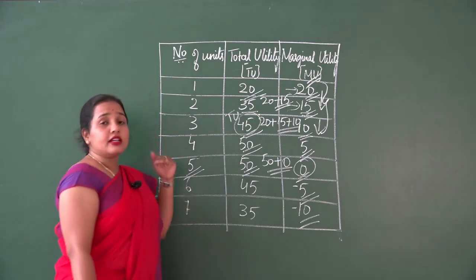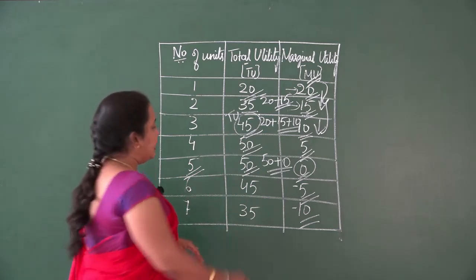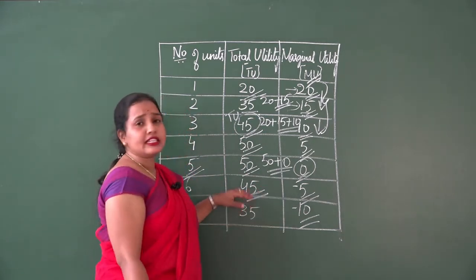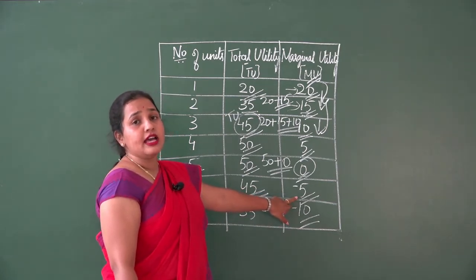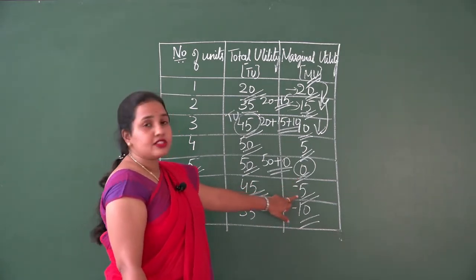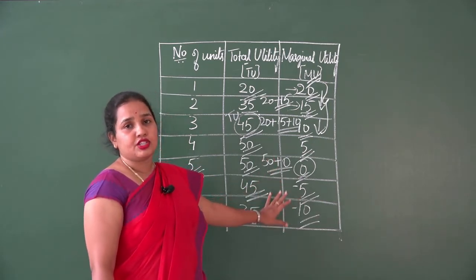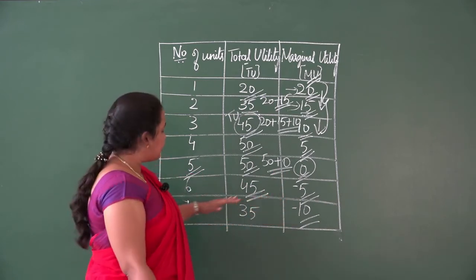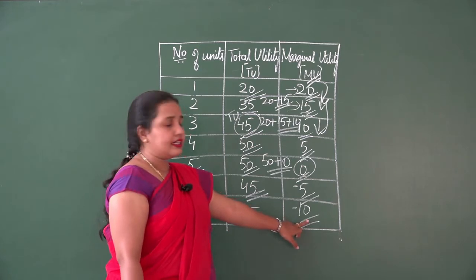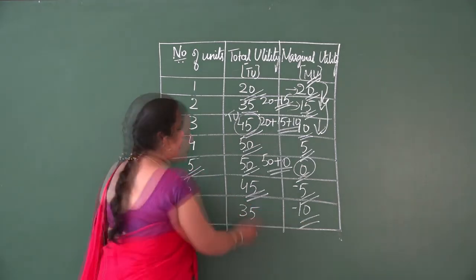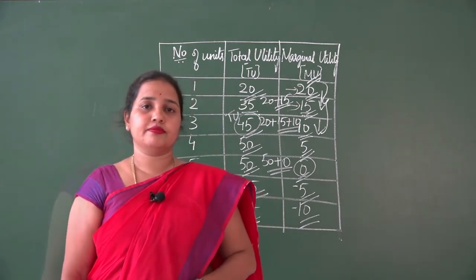Then when the consumer consumes the sixth unit, the total utility falls to 45. Why is there a decrease in total utility? Because the marginal utility takes a negative value. When the marginal utility takes a negative value, total utility diminishes, it decreases. Further, the same thing happens in the seventh unit. Since the marginal utility takes a negative number, the total utility further diminishes to 35.